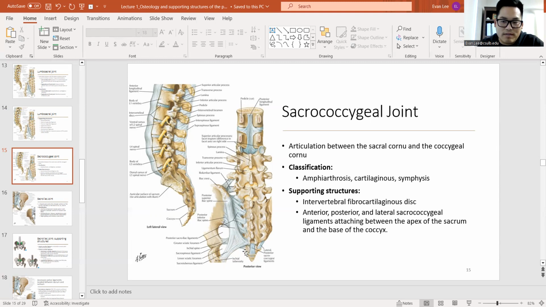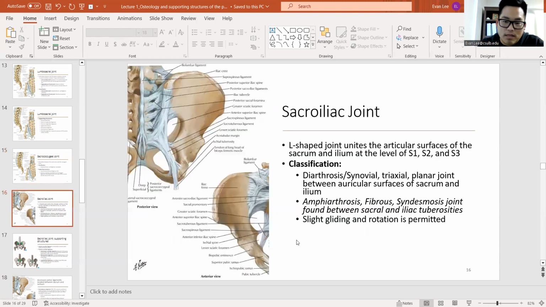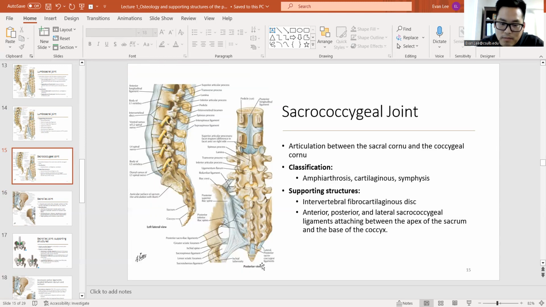So we don't have quite as much going on here, but you can still see the cornu attaching to each other. But then you also have a couple of different things. You have a couple of little ligaments here, but those are going to be sacrococcygeal ligaments. So that's going to be helping to connect from sacrum to coccyx.